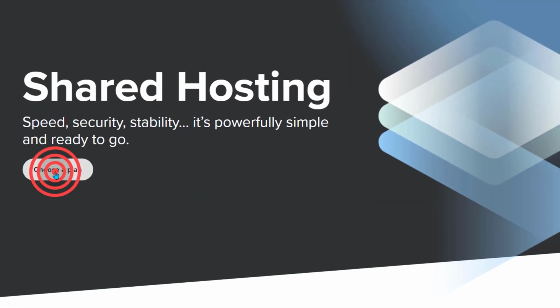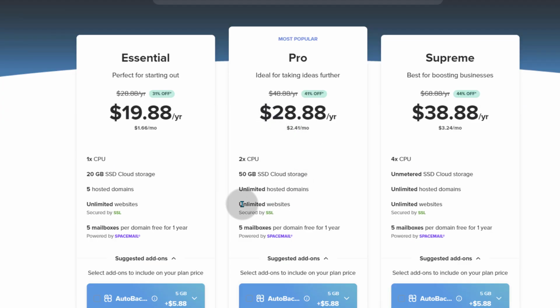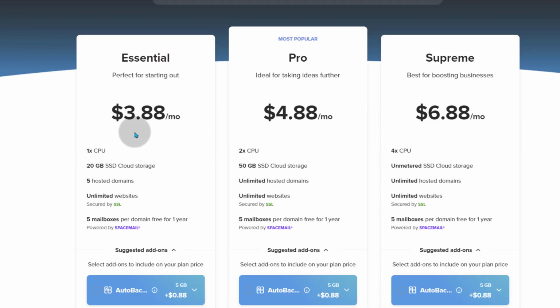Shared hosting, choose a plan. For five websites, you can host five websites for roughly $20 a year. So that's pretty affordable. For this one as well, you can host unlimited websites for roughly $30 a year. So that's also affordable. How about the monthly plans? If you look at monthly, you can see that monthly will become slightly more expensive.